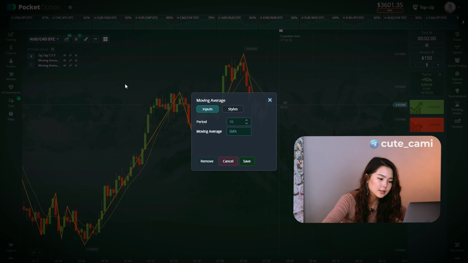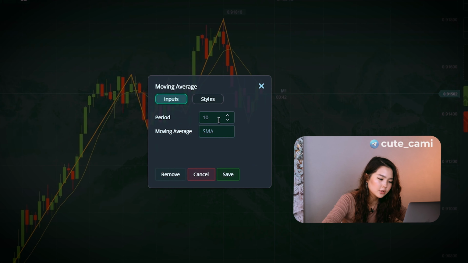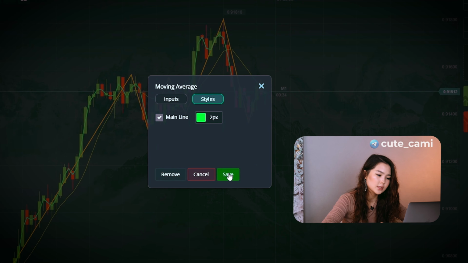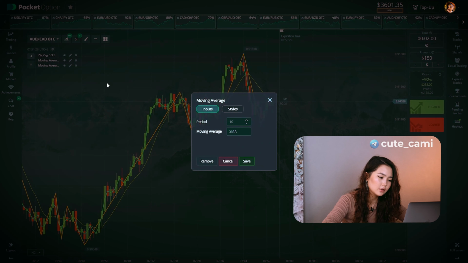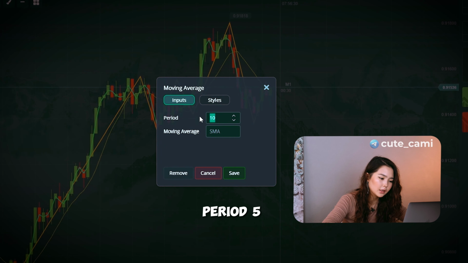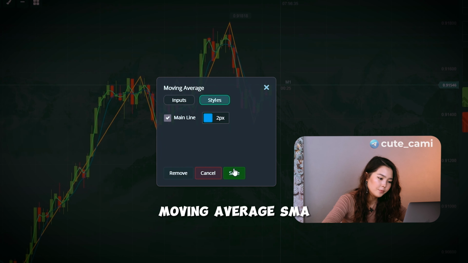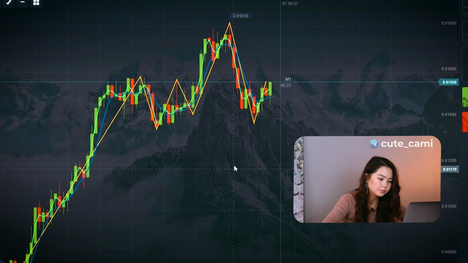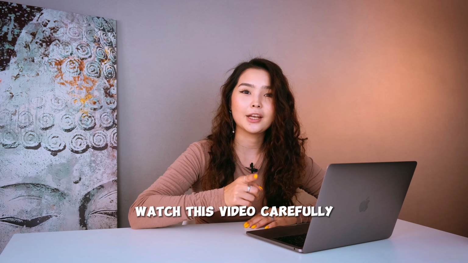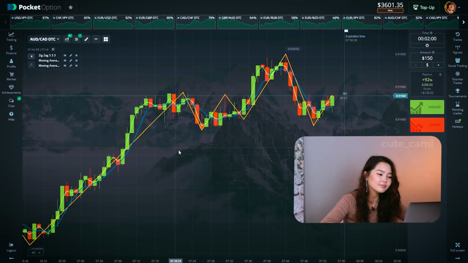Next, select the settings for the first moving average indicator, period 2, moving average SMA. Go to the settings of the second indicator, period 5 and moving average SMA. Don't forget to save. Watch this video carefully and you will learn one of my main principles in trading, which helps me to consistently earn good money.